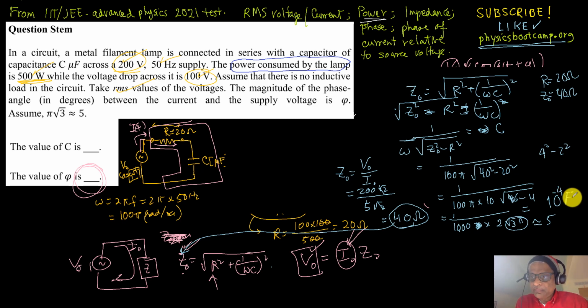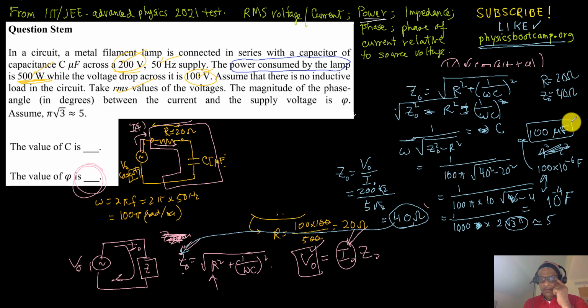Kind of a little bit. So this becomes 100 times 10 to the minus 6 farad. And so this will become 100 microfarad. Okay, I hope I didn't make some numerical error here. I've done it earlier and I got a little bit different answer, so I don't know. Okay, let me pause and try to get phi.